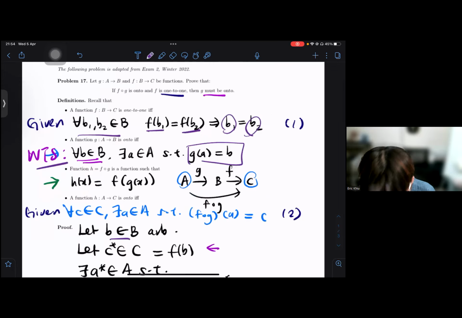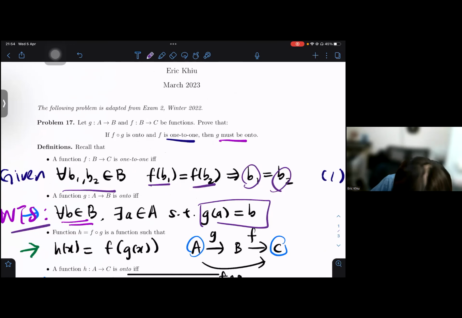This is a very interesting result: if we have a composite function that is onto, and we know that the outside function is 1-to-1, this means the inside function must be onto.